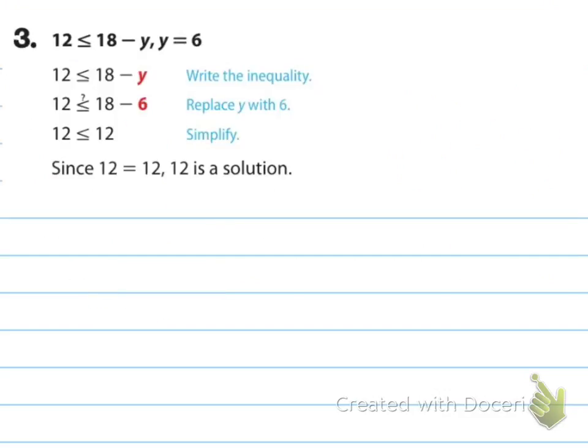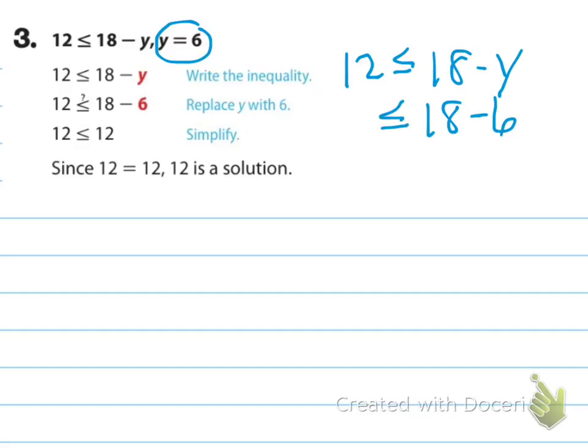Number 3, 12 is less than or equal to 18 minus y, and then they're telling us y is 6. So we're just going to plug it in. We're going to say 18 minus 6. 18 minus 6 is 12. And so is our statement 12 is less than or equal to 12 true? Yes, it is. So the answer is yes.